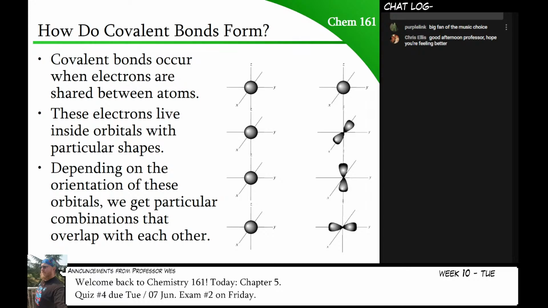All right, so what we're going to do is combine these orbitals together. So I'm going to take this s orbital and combine it with this s orbital, and we should see that these should be very able to overlap if I move them along this y-axis, and they totally do.